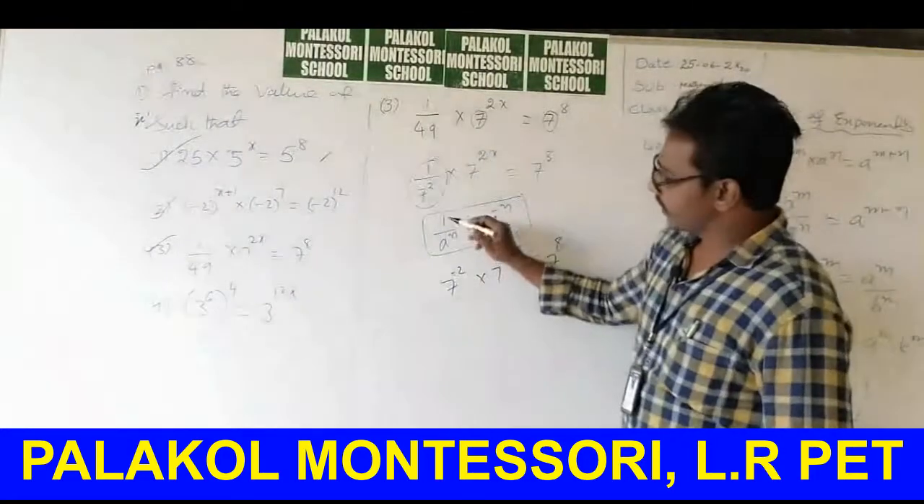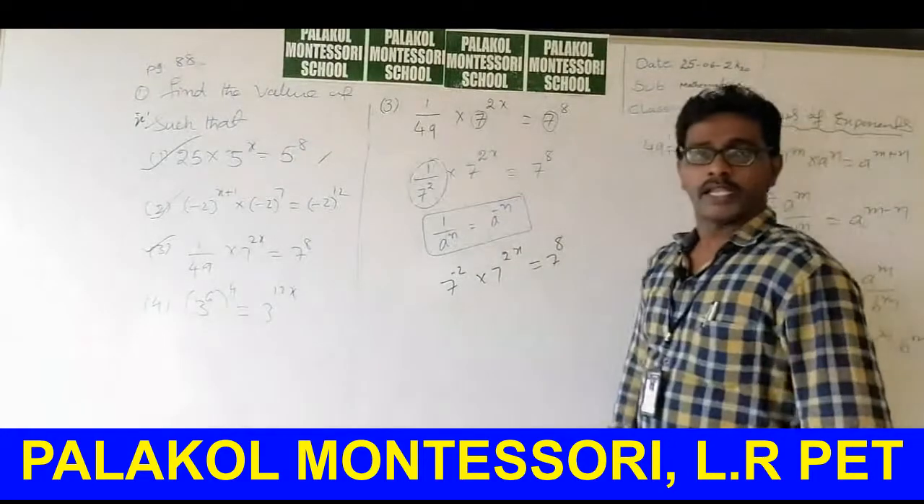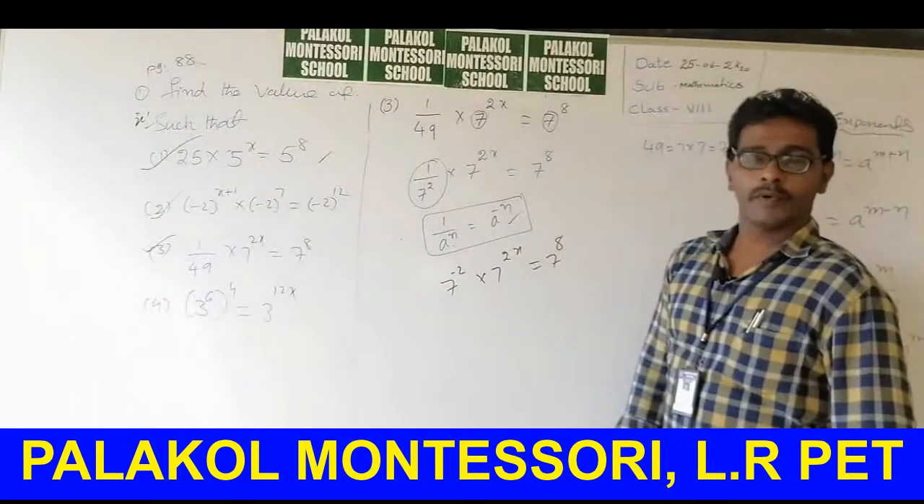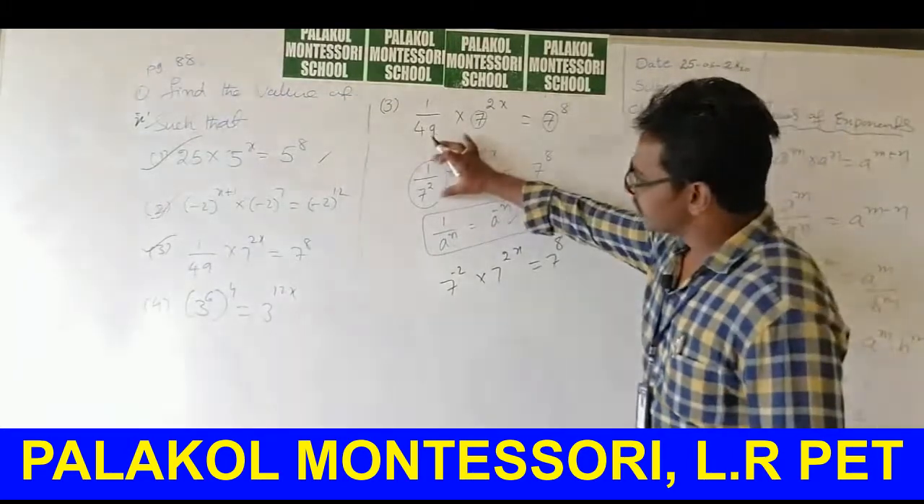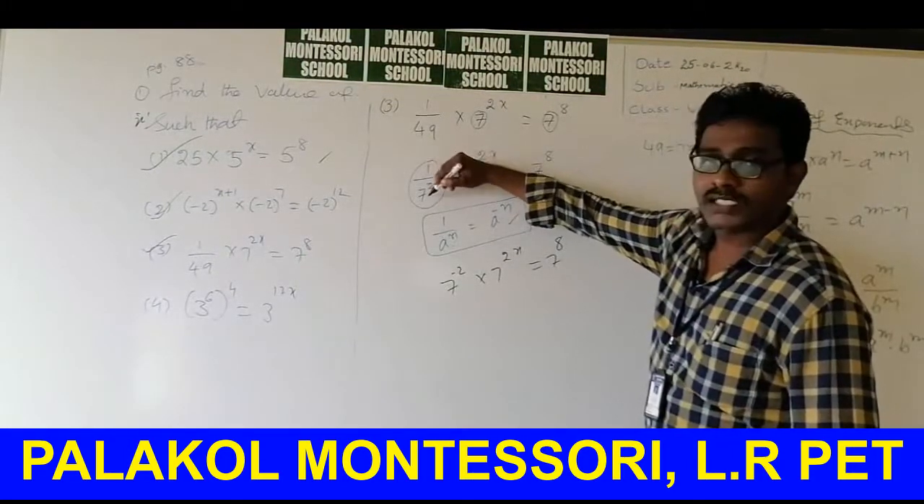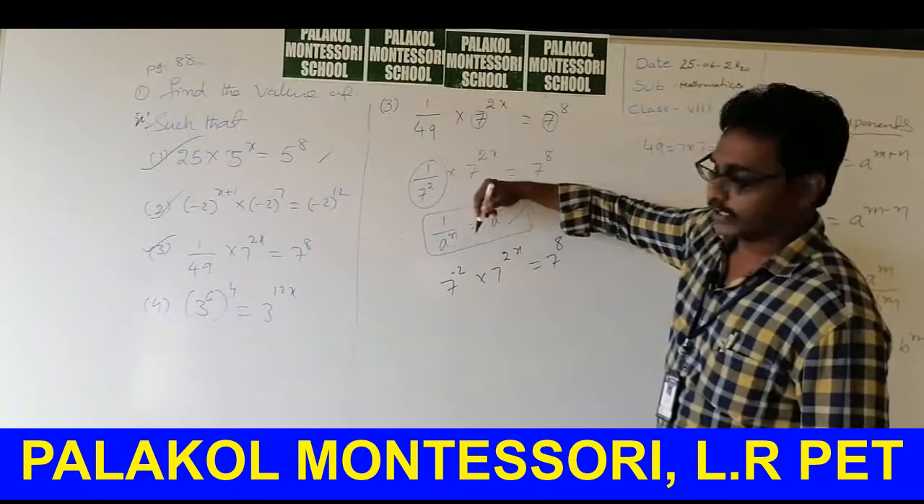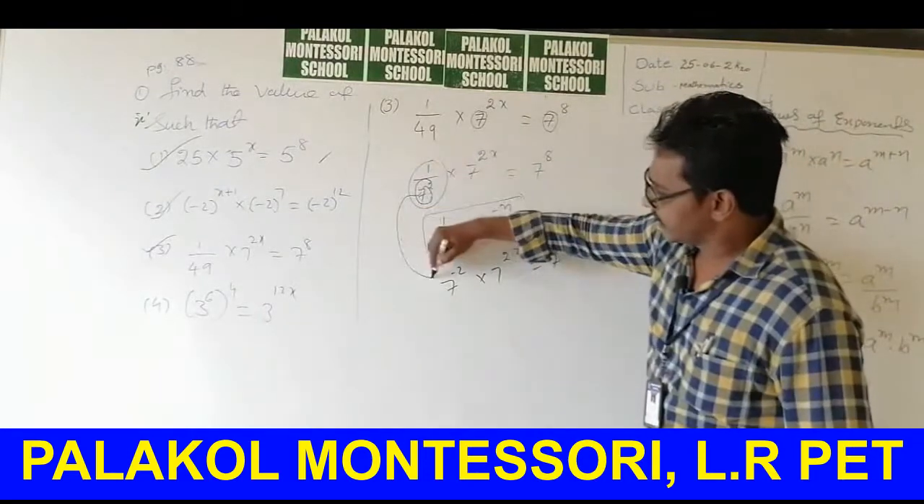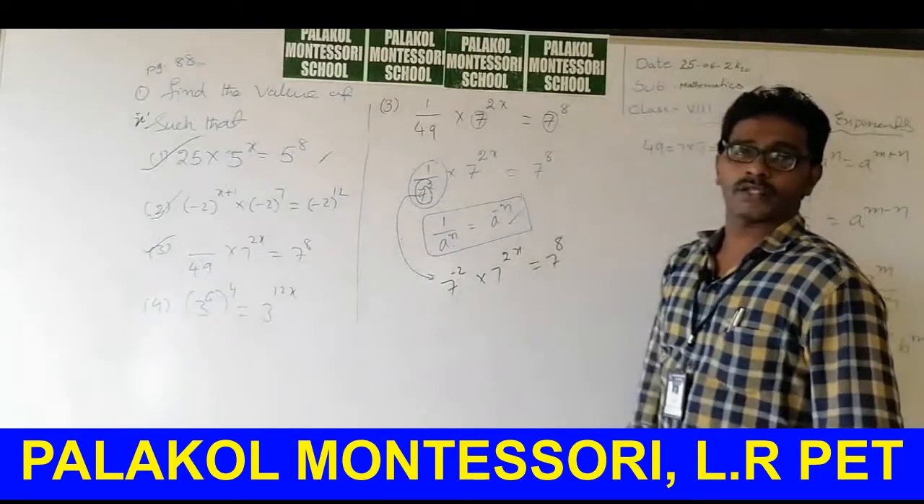Here the formula: 1 by a power of n is equal to a power of minus n. The same logic applies in this term: 1 by 7 square, a power of n, a power of minus 1. That's why I write this term in this case as 7 power of minus 2.